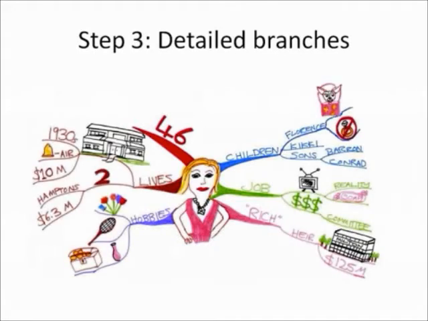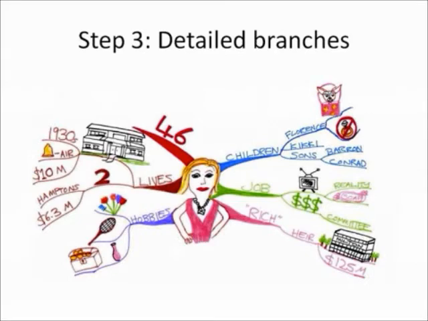Now it's time to add more detail by adding smaller branches, keywords, pictures, and always using colour. So if you look in the top right hand corner of the mind map, you can see more detail about the children, and going around clockwise you can see more branches added for each category. I'm not going to talk you through all of the details of this mind map, but what I want you to notice is that I've used pictures and keywords throughout, as well as lots of colour.